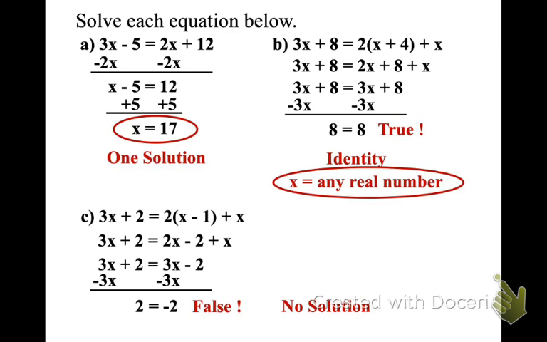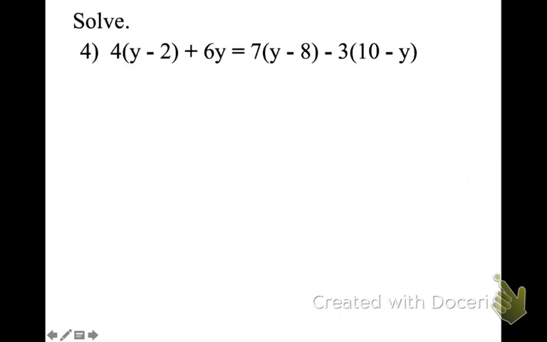You have three scenarios. When you end up and you eliminate the variable and the statement is true, we would say infinite solutions or any real number. When you end up and the statement is false, you say no solution. And when you just get x equals a number, it's just that solution. All right, pause the recording and try the next one on your own.